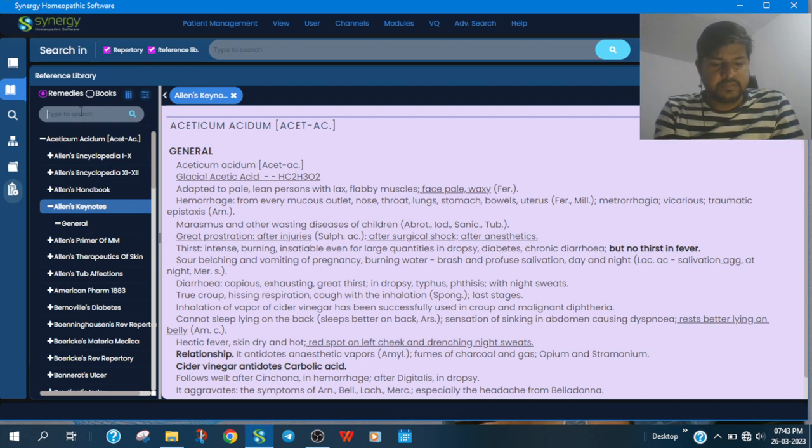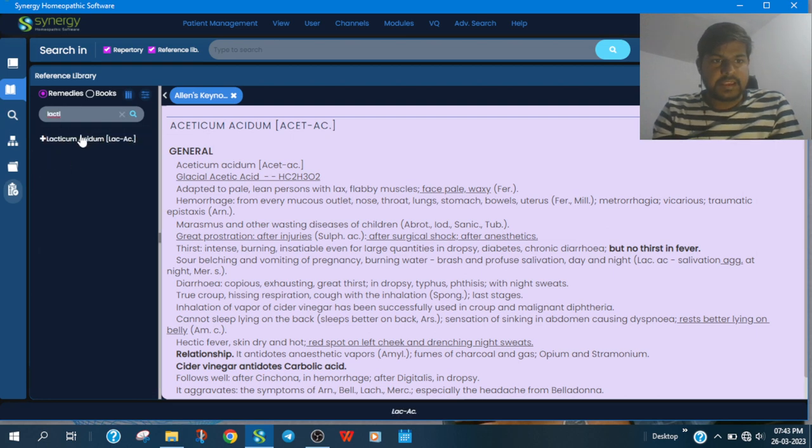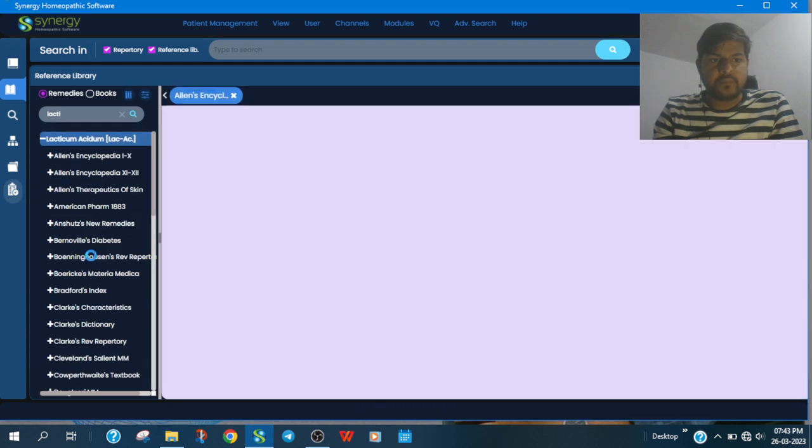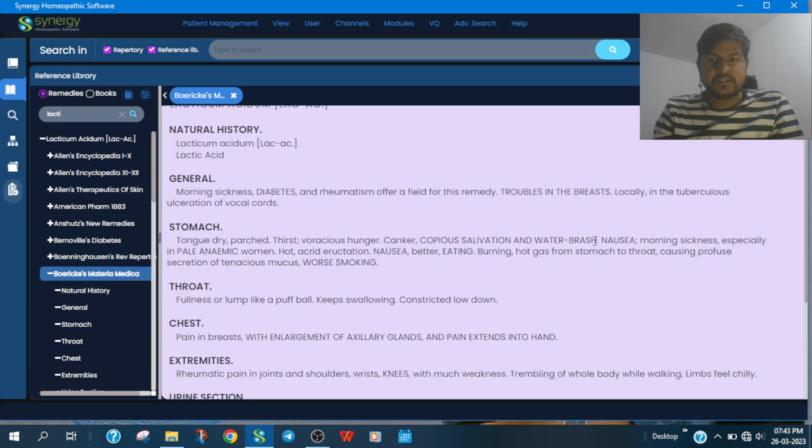That is which medicine? Lacticum. From Boericke's Materia Medica. See: copious salivation and water brash. Nausea, morning sickness, especially in pale anemic women. There are more medicines with a pale face, acetic acid, pale anemic women. Which medicine? Lactic acid.